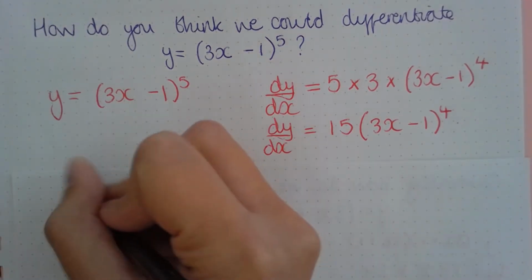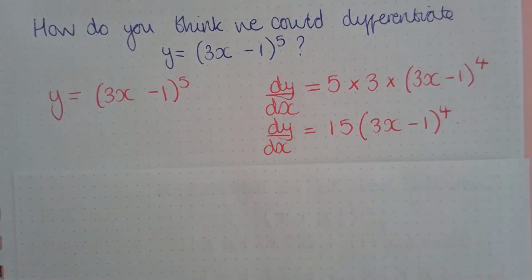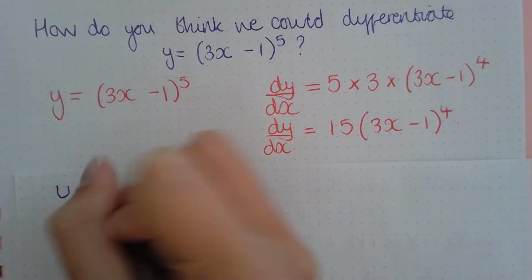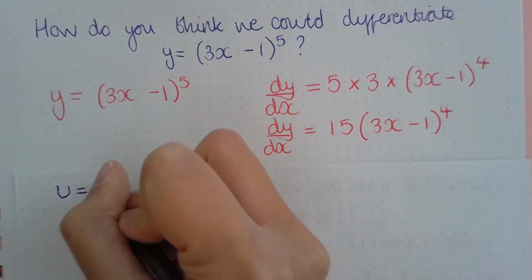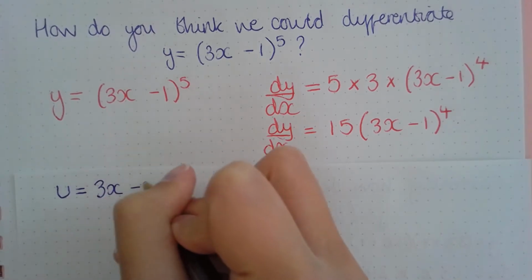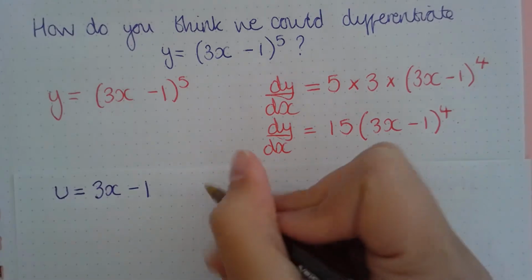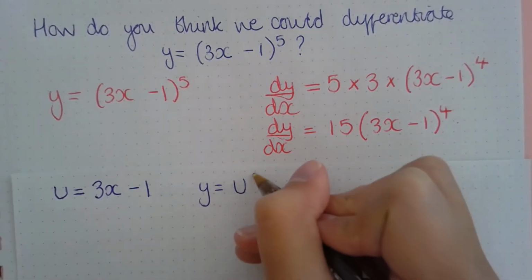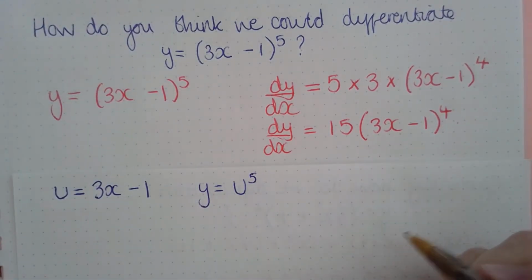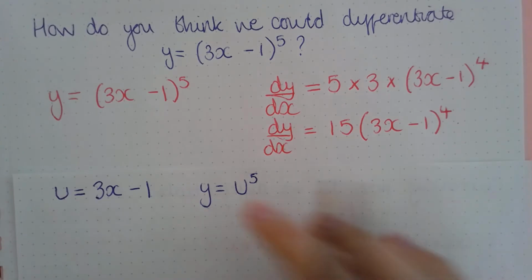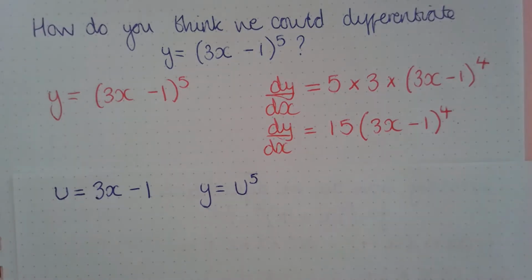So with this one, we've got y equals (3x take 1) to the power of 5. I'm going to let u equal my brackets, so u is equal to 3x take away 1. Now I've got y is equal to u to the power of 5, which is a lot easier to differentiate. That's just normal differentiation here. But we obviously can't just do it straight away.